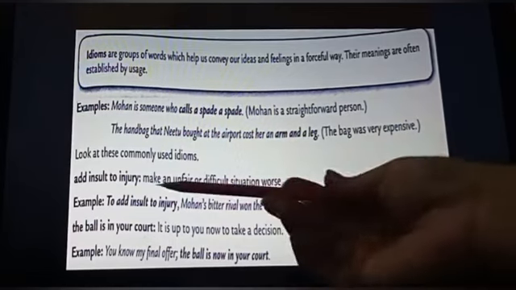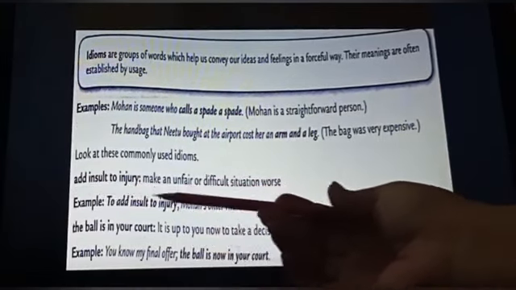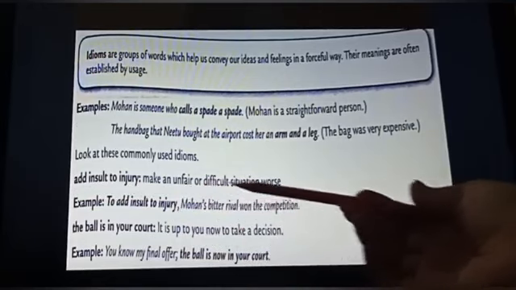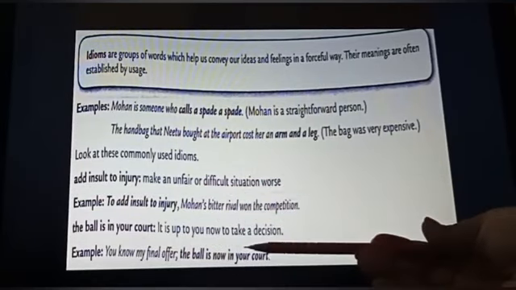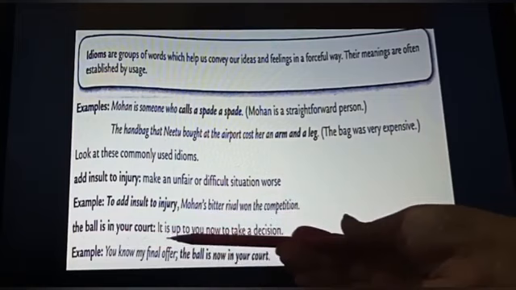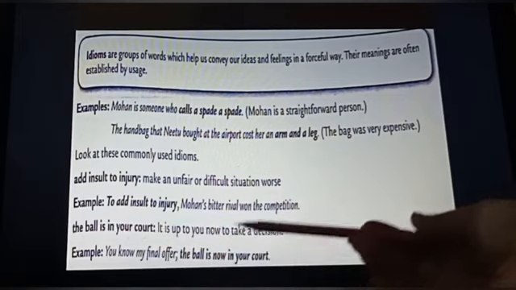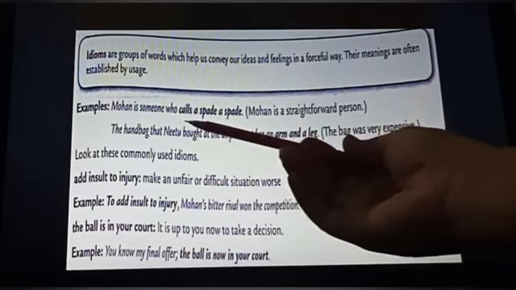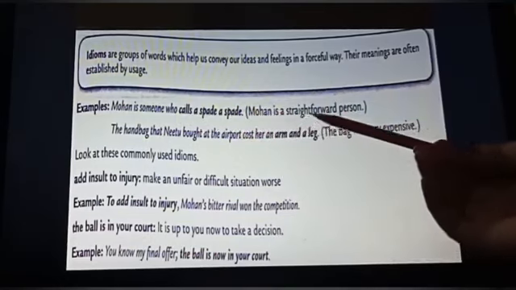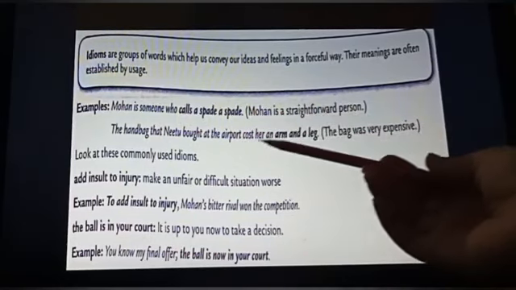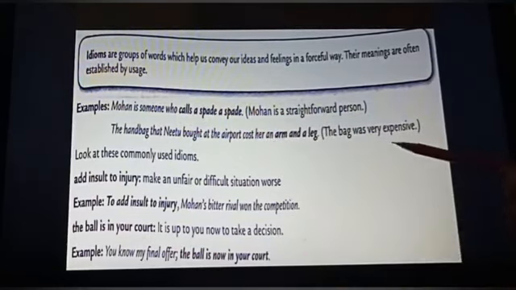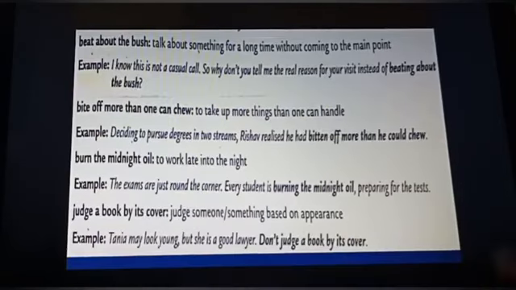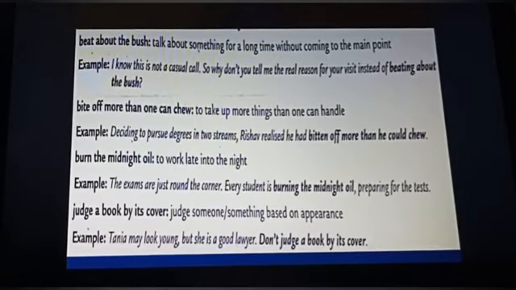First one was add insult to injury, make an unfair or difficult situation worse. Second one, the ball is in your court. It is up to you now to take a decision. One more, call a spade a spade means a straightforward person. Arm and a leg, very expensive. Let's continue with more examples.